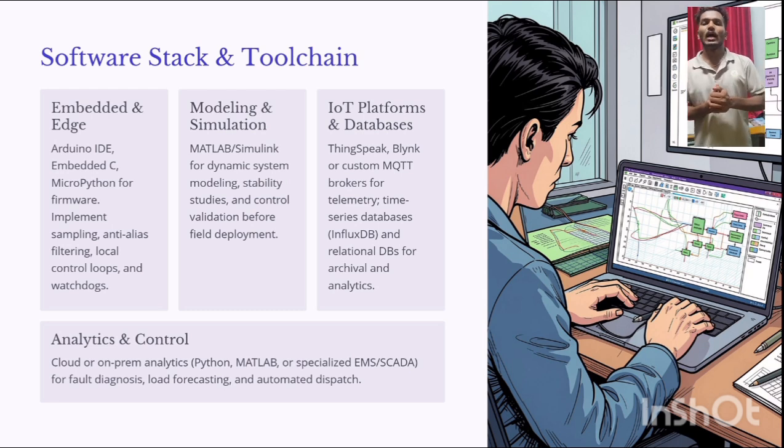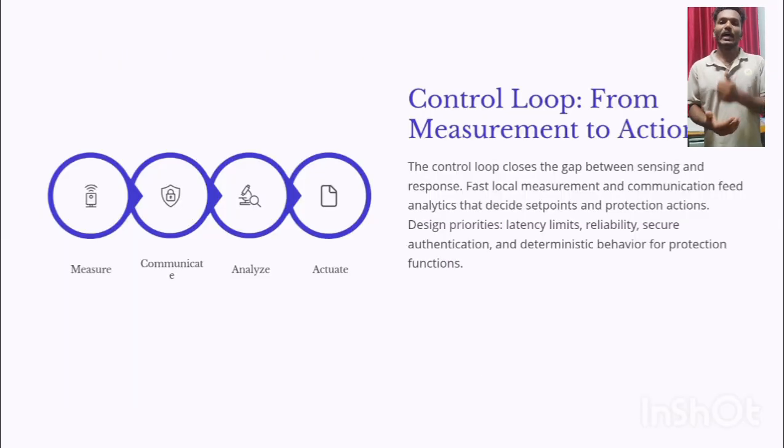The first one is measure, because sensors capture electrical parameters. The next one is communicate, where data flows securely and quickly to analysis systems. Next is analyze, because algorithms decide set points or detect faults. And next is actuate, where relays, breakers and inverters execute control actions.